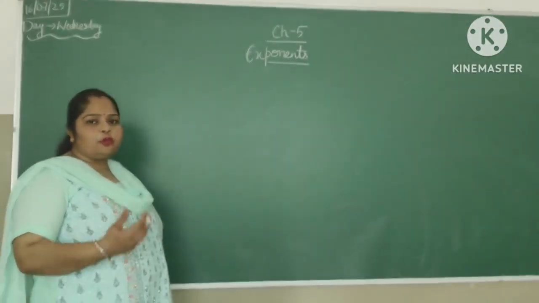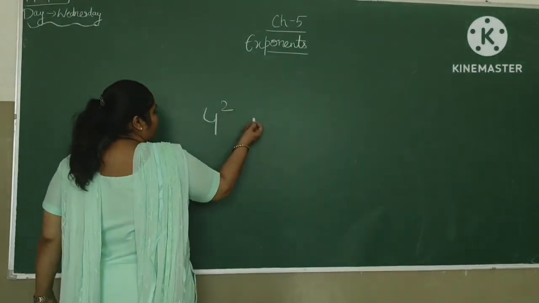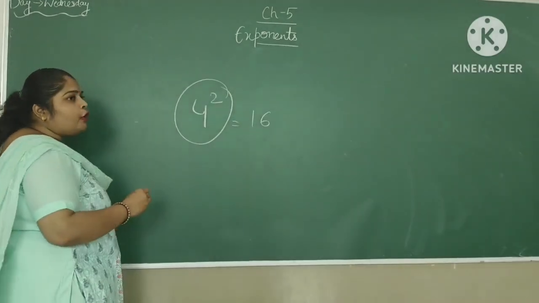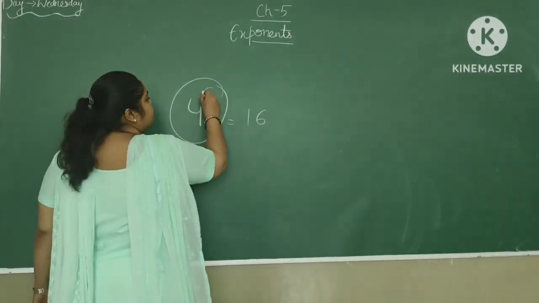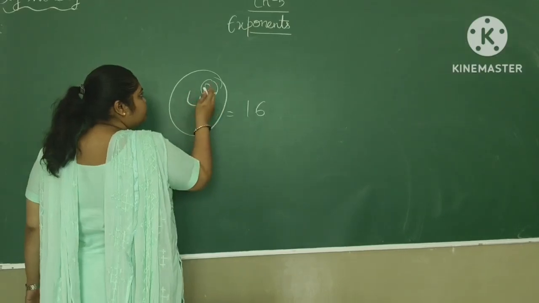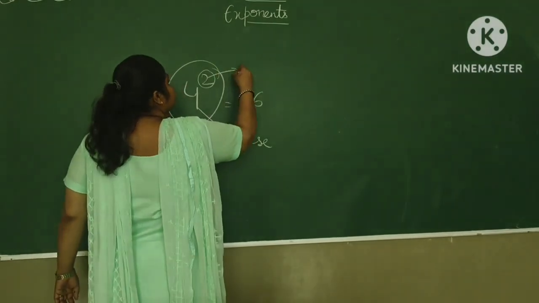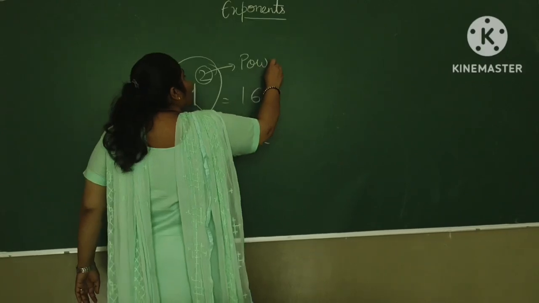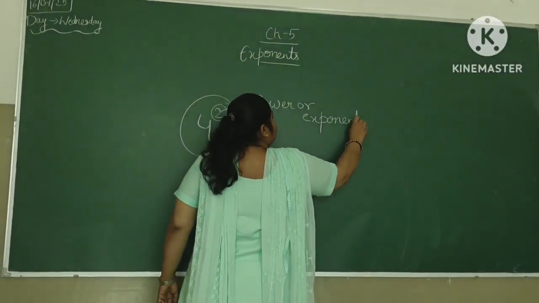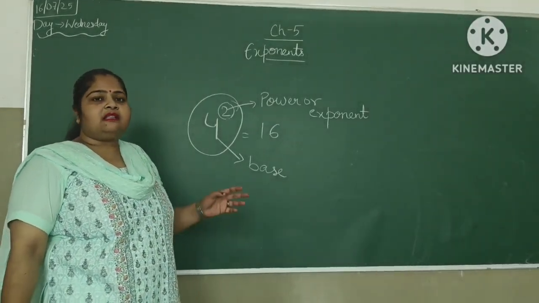Till now, you have learned squares many times, like if we have the square of 4, it is 16. So, what is this term, square of 4? The square is this number written here. So this is the base and this is the power, or we call it the exponent. This is basically the exponent about which we are going to study in this chapter.